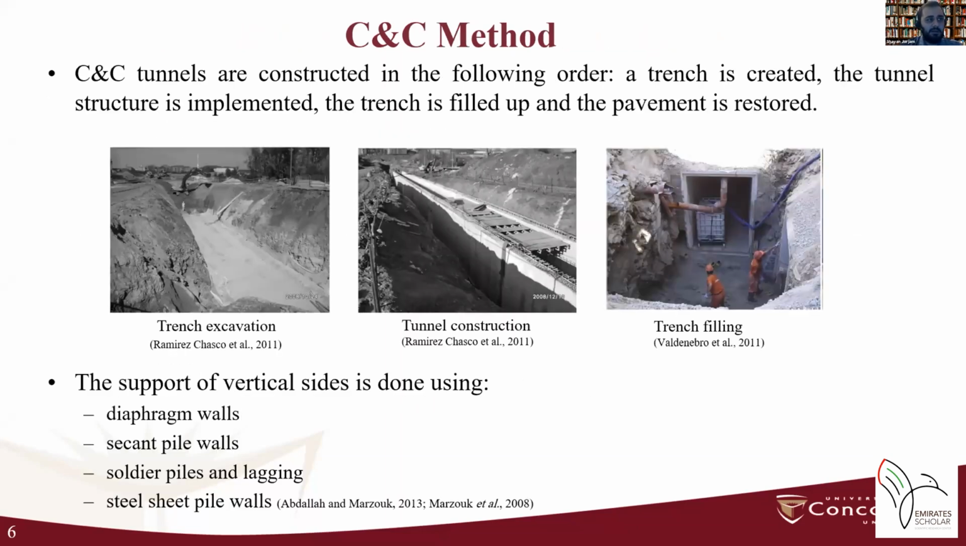In cut and cover method, the tunnels are constructed in the following order. A trench is created, the tunnel structure is implemented, and the trench is filled up. And after that, the pavement will be restored. The support of the vertical sides is one of the most important considerations in this method, which can be done using diaphragm walls, secant pile walls, soldier piles and lagging, and steel sheet pile walls.